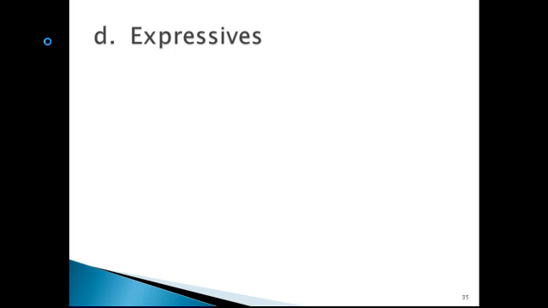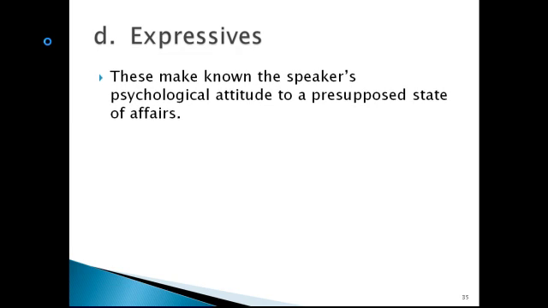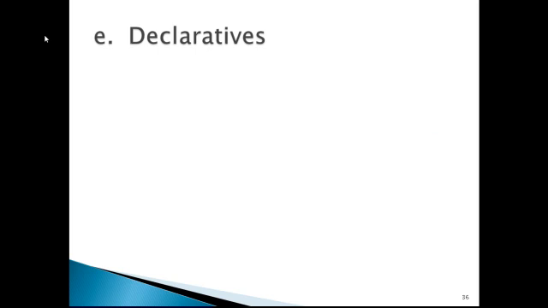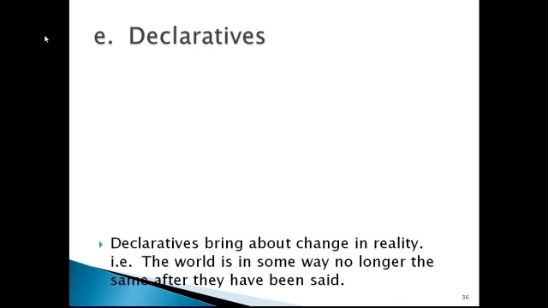The fourth class is that of expressives. These make known the speaker's psychological attitude to a presupposed state of affairs. Examples of expressives include thank, congratulate, condole, praise, blame, forgive, pardon. All these are making known the speaker's psychological attitude to some presupposed state of affairs, and therefore they fall in the class of expressives. The last class is that of declaratives.